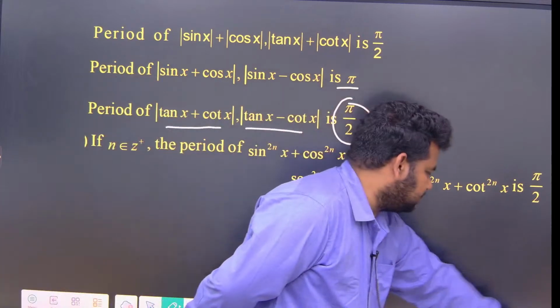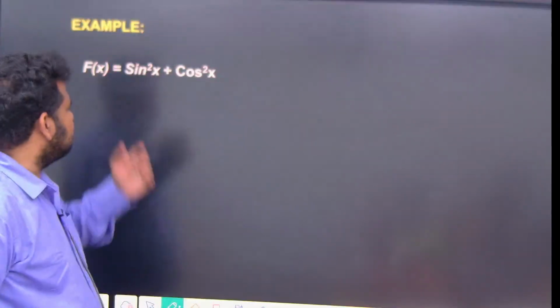For example, if you see sin square x plus cos square x, what is the period? Pi by 2. Think correctly. What we saw just now: sin power 2nx, cos power 2nx. Here n is nothing but 1, so it is pi by 2. That's all. Okay, clear? Like this they will give.